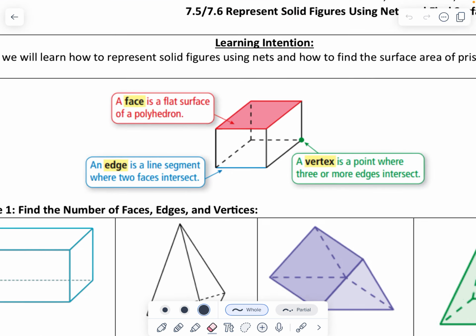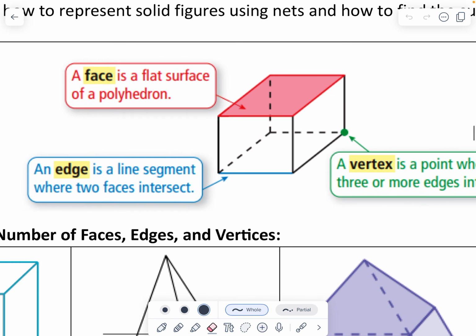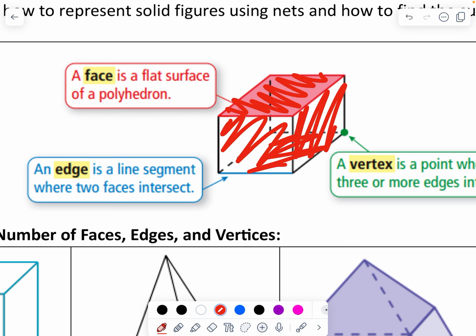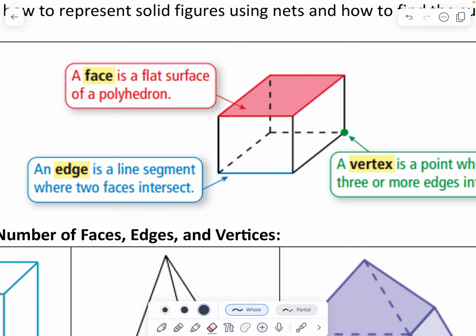So a face is a flat surface of a polyhedron, and a polyhedron is just going to be a 3D shape today. So a face is the flat surface. So this is the face, that's one face, this is another face, this is a face, the bottom is a face. So this rectangular prism right here has 6 faces altogether. So face is the flat surface.